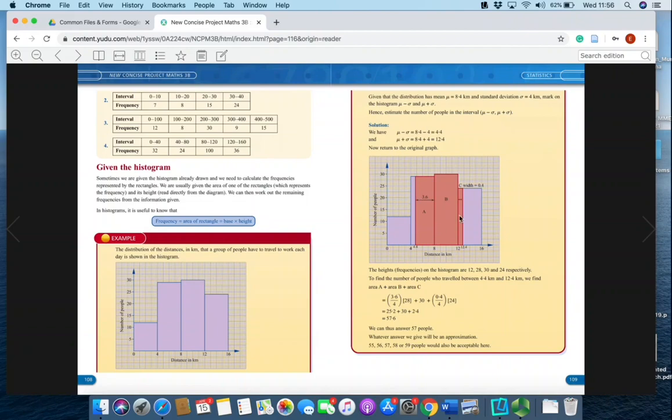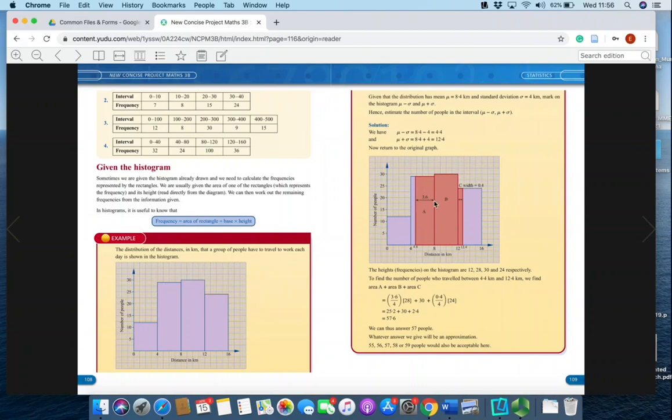Okay, so if I'm to estimate how many people are in the orange, I know that everybody in the category 8 to 12 is part of that number of people. So those 30 people that were between 8 and 12 are included as part of my calculation. Now, between 4 and 8, I don't have all of them. I just have some of them.